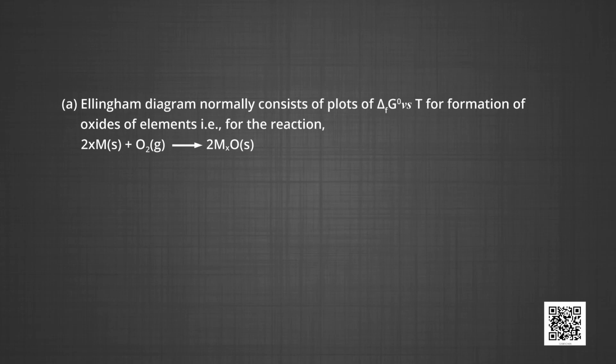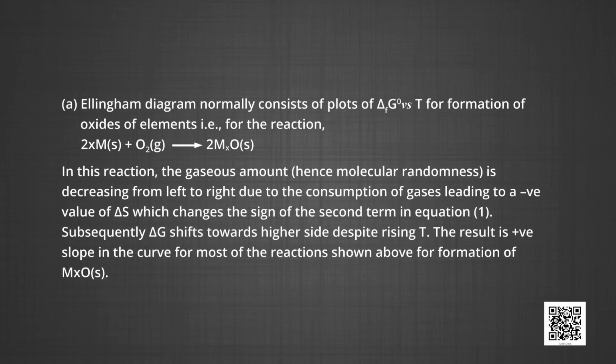For the reaction, metal atoms react with oxygen to form metal oxide. In this reaction, the gaseous amount, hence molecular randomness, is decreasing from left to right due to the consumption of gases, leading to a negative value of delta S, which changes the sign of the second term in equation 1. Subsequently, delta G shifts towards the higher side despite rising temperature. The result is a positive slope in the curve for most of the reactions shown above for formation of metal oxide.